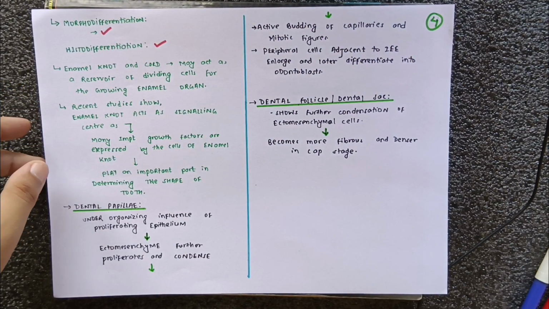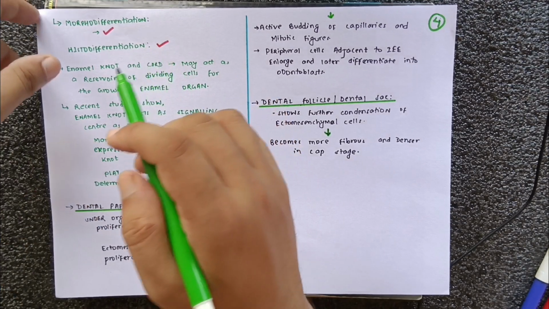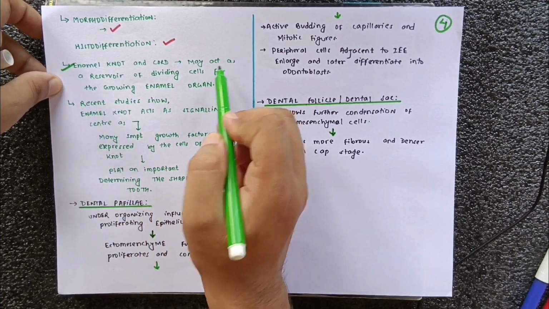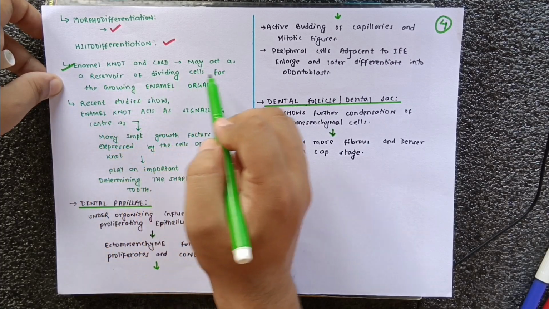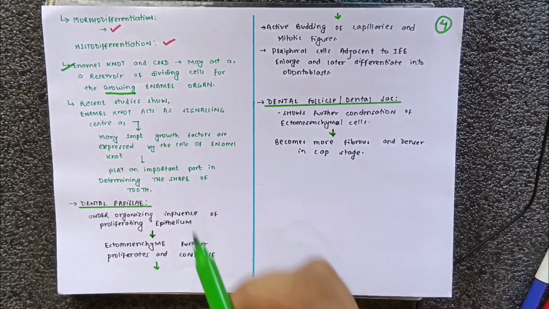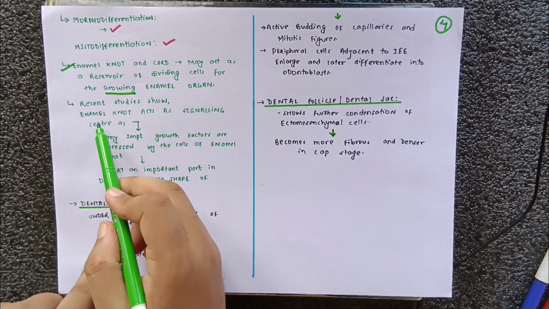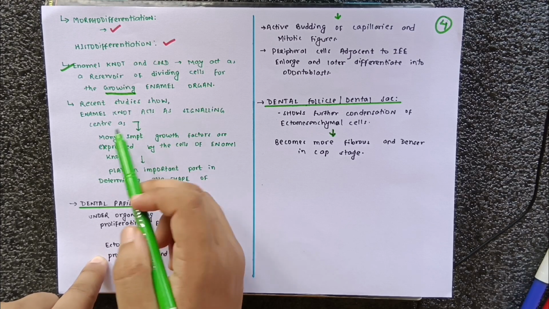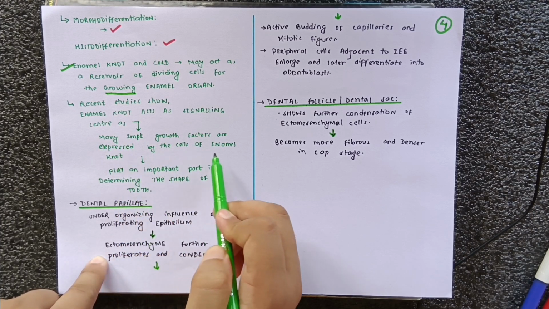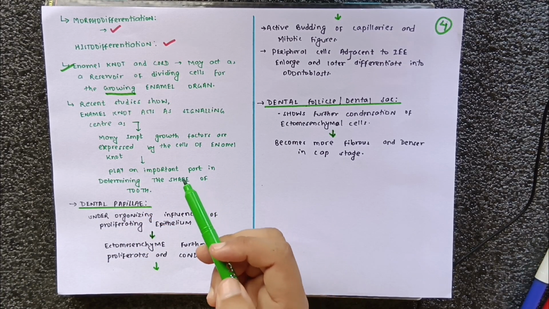Is it okay? So the function of these transient enamel structures, enamel cord, enamel knot, enamel septum, is that they act as a reservoir of dividing cells for the growing enamel organ. After that, recent studies have also shown that the enamel knot acts as a signaling center, as many important growth factors are expressed by the cells of the enamel knot, and they play an important part in determining the shape of the tooth.